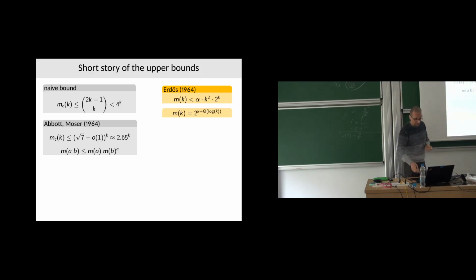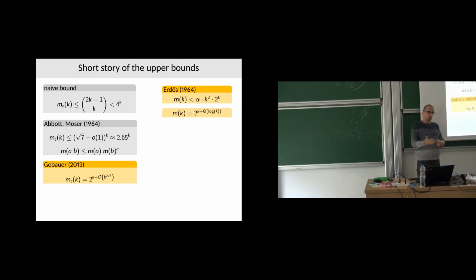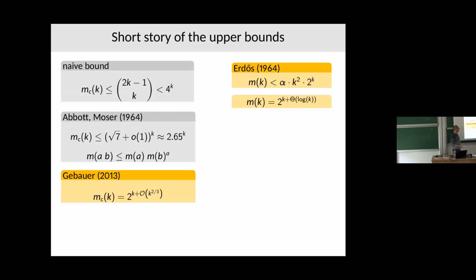And now, many years later, Heidi Gebauer came up with a beautiful and simple construction that improved this lower bound to the value which has the right exponent, 2 to the k. In some sense, I think it was unexpected. In many other cases of Ramsey theory, you just don't have deterministic constructions that are this close to the optimal.